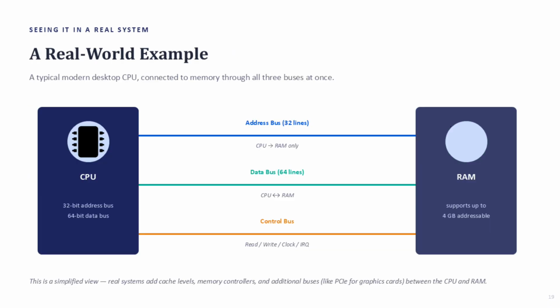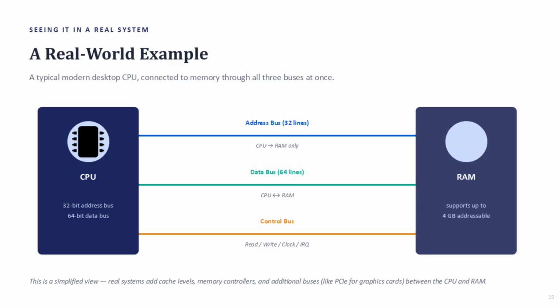We have spent the entire lesson understanding the address bus, data bus, and control bus individually. Now let us see how these components appear in a real computer system. Imagine a modern desktop computer. At the center of the system is the CPU, connected to it is the main memory or RAM. Between these two components, communication takes place through the three buses we have studied throughout this lesson.